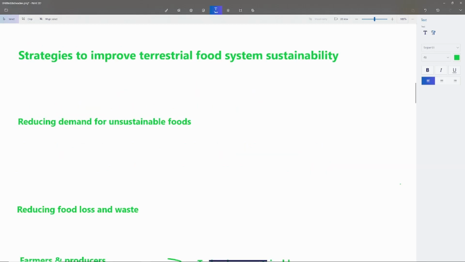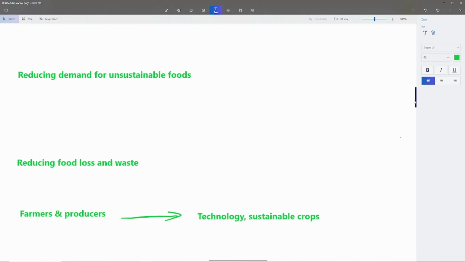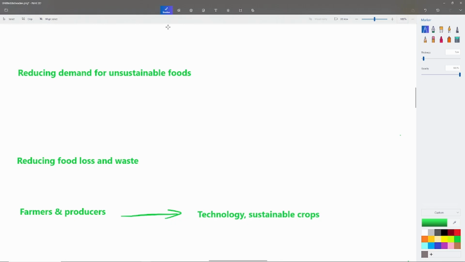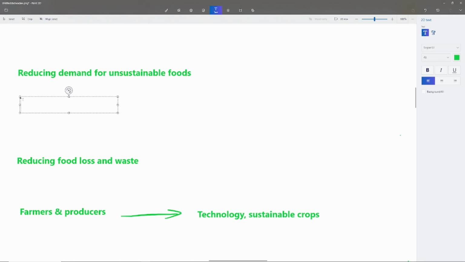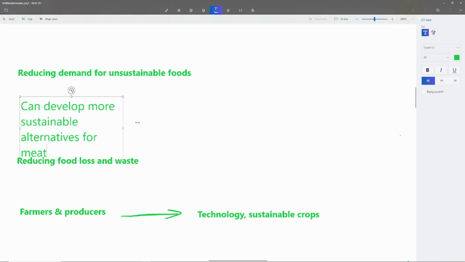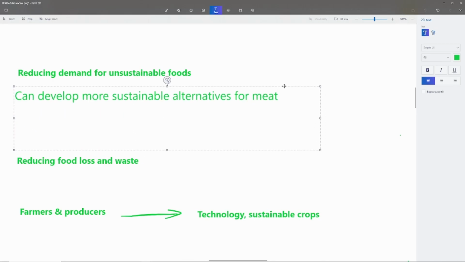So, what are the main strategies to improve terrestrial food system sustainability as well? Well, the first one should be reducing demand for unsustainable foods. So what does that mean? There are actually very many great examples of how to do this. People can develop more sustainable alternatives for meat, as meat is one of the worst foods for sustainability. This could be one.